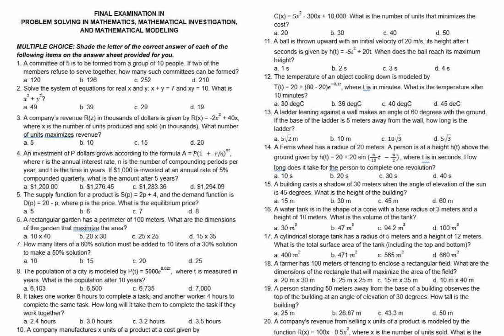20 seconds, letter B. Number 15: a building casts a shadow of 30 meters when the angle of elevation of the sun is 40 degrees. What is the height of the building? So the height of the building is 30 meters.